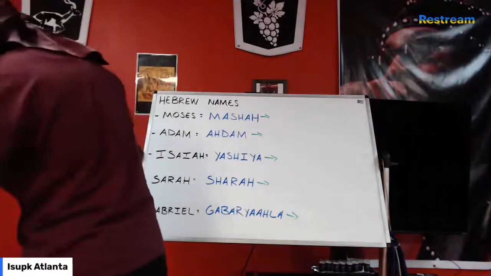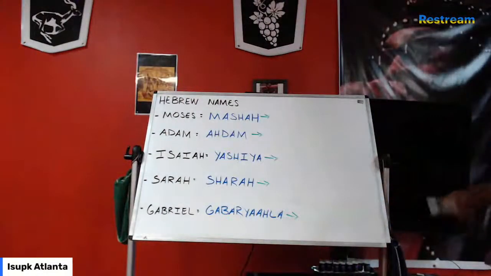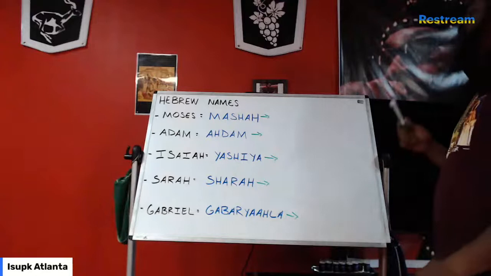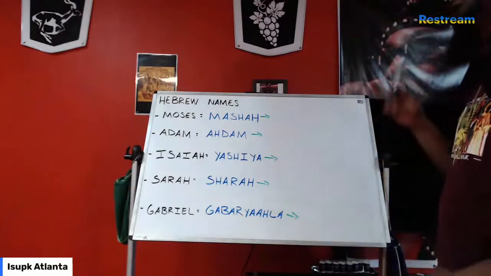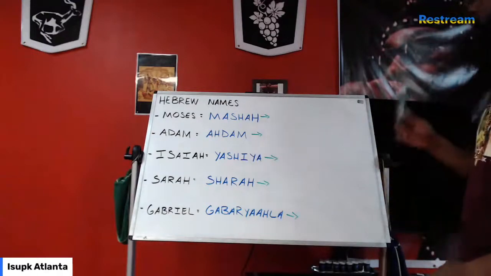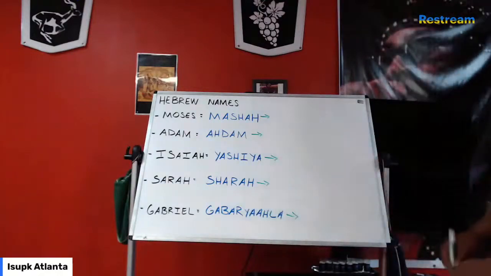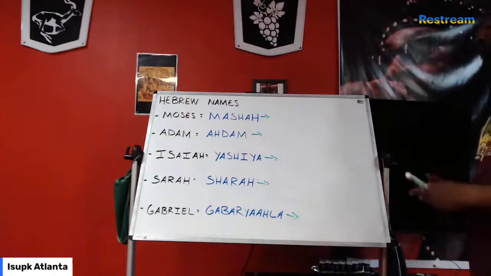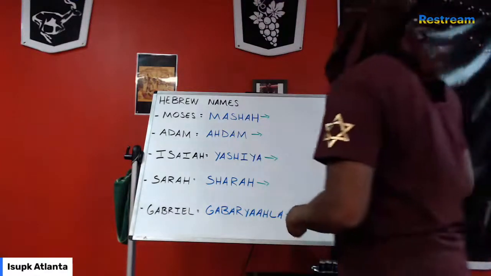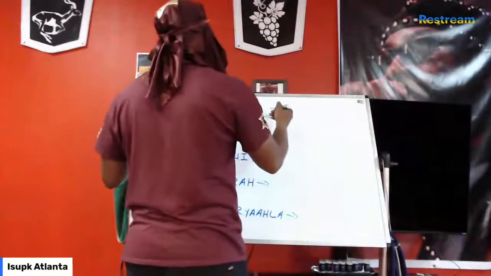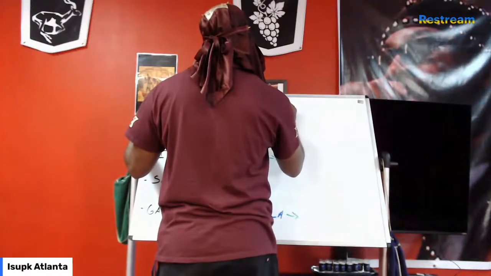So, correction. Moses is pronounced Mashah. Adam is pronounced Adam. Isaiah is pronounced Yeshaya. Sarah is pronounced Shara. And Gabriel is pronounced Gabar Ya'ala. All right? Now let's write these out in the Hebrew. We'll start off with Assyrian.